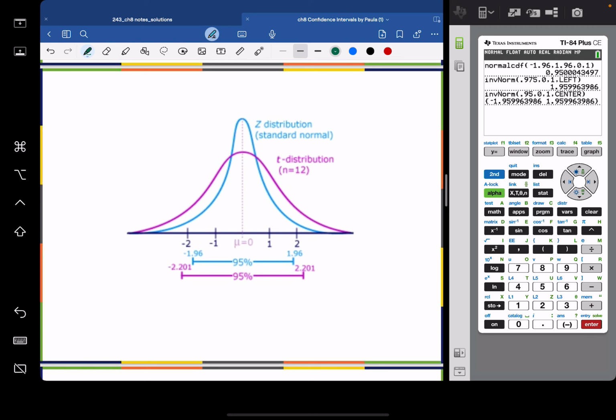So for the z distribution, 95% confidence goes from negative 1.96 to positive 1.96. And for example, if we had a sample size of 12, then our t distribution would go from negative 2.2 to positive 2.2, so slightly wider.